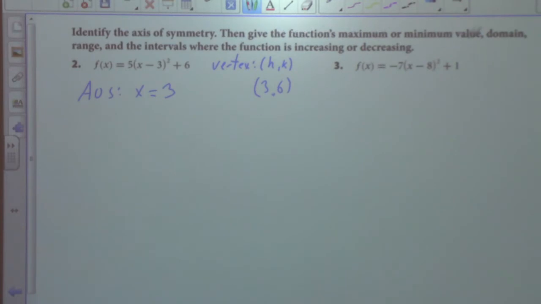And then we give the function's maximum or minimum value. And by the way, it would really help to sketch a graph of these things too, first of all, if you have trouble getting started. What is the function's maximum or minimum value? Do we have a maximum or a minimum value here? What did you say? Do we have a maximum or minimum value? Yes. Yes, and what is that? Is it positive? It's a minimum.